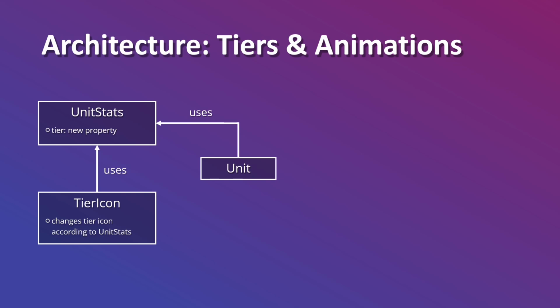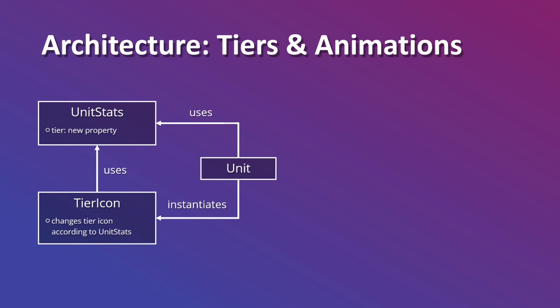You can see that both the unit and the TierIcon scenes use that unit stats resource to do their jobs. However, there is one more connection, namely that this tier icon will be instantiated under the unit scene, because each of those unit instances have their own tier icons indicating their current state.